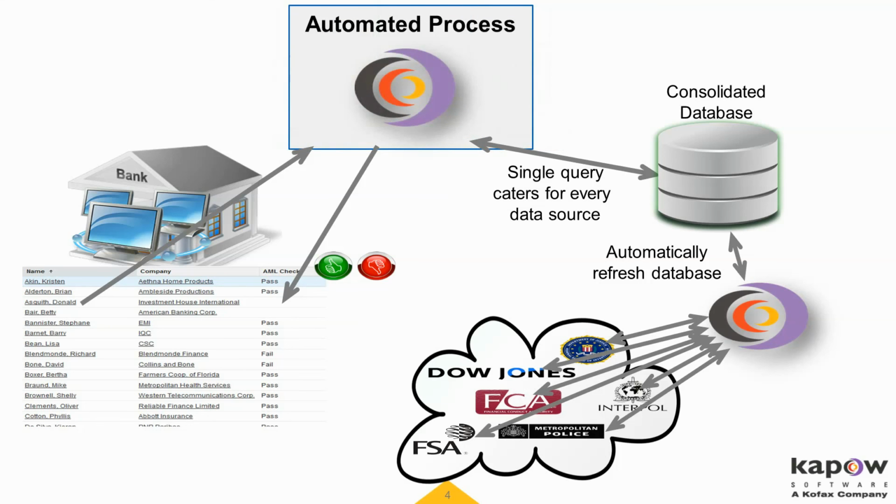So using these two different processes, a scheduled collection that goes away and automatically updates my consolidated database, I can then use another automated process that extracts information from the internal system, cross-references against the consolidated database, and provides that update to the internal banking system automatically. And this is an absolutely typical example of how Kapow can help with automating processes.